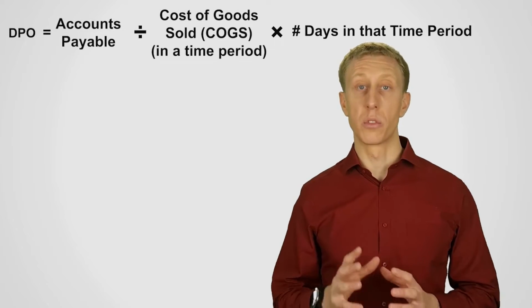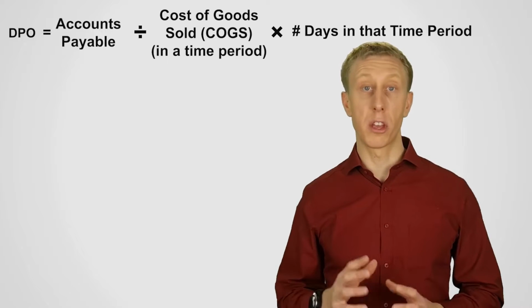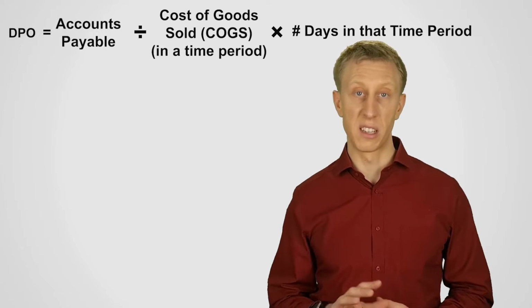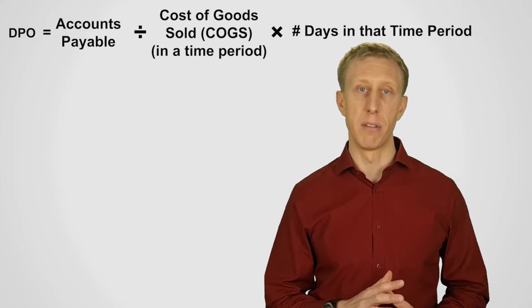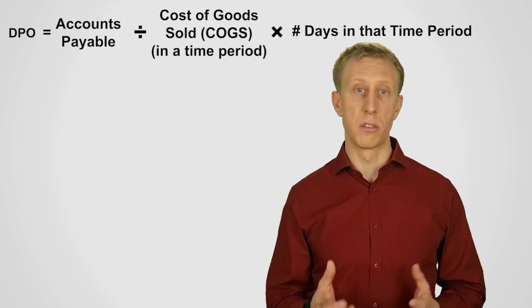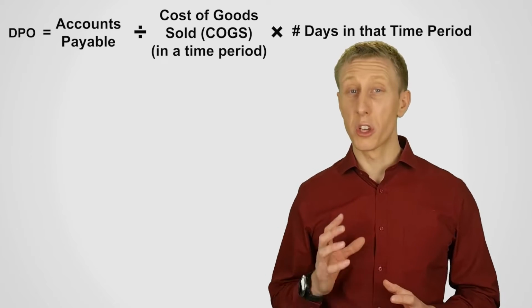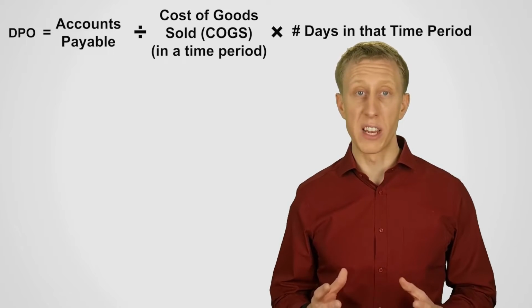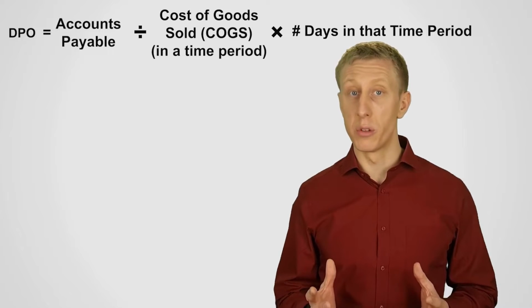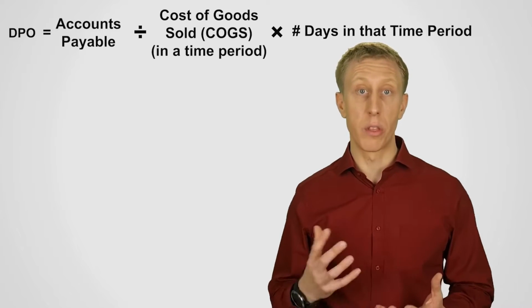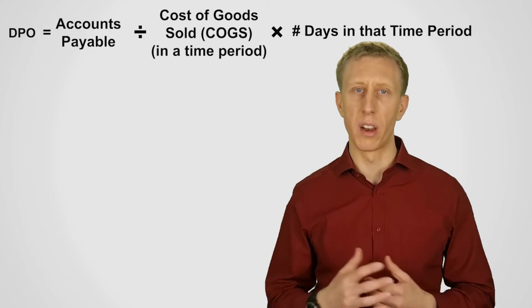The formula is DPO equals accounts payable divided by the cost of goods sold in a time period, multiplied by the number of days in that time period. And again, it's also measured in days. We use the cost of goods sold, the value of the materials bought in price, or if we don't do that, we're not comparing like with like, and we need to compare like with like.